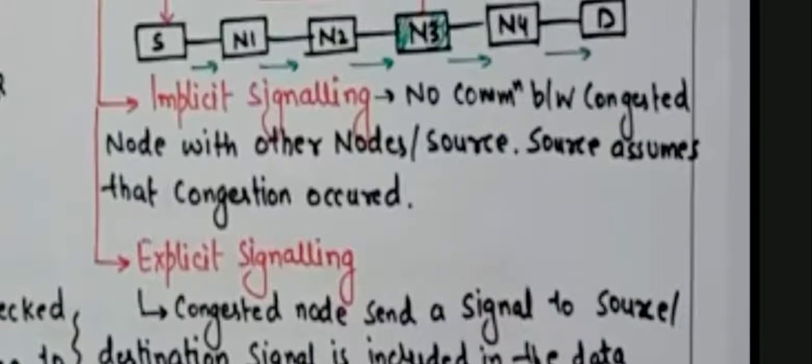So the next one is explicit signaling. What is meant by explicit signaling? Explicit signaling is where the congested node sends a signal to the source or destination, included in the data packet. Here the signal is divided into backward and forward. Backward means node to source, and forward means node to destination.